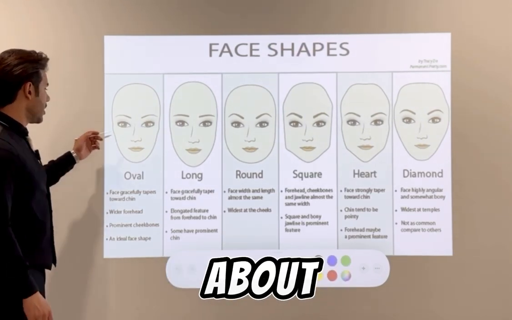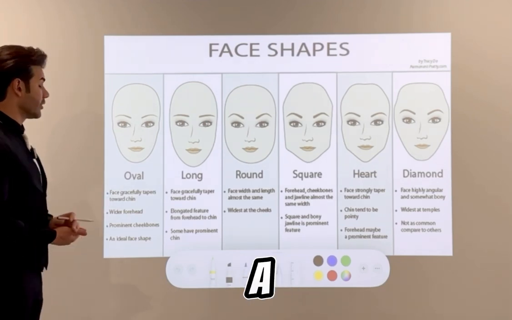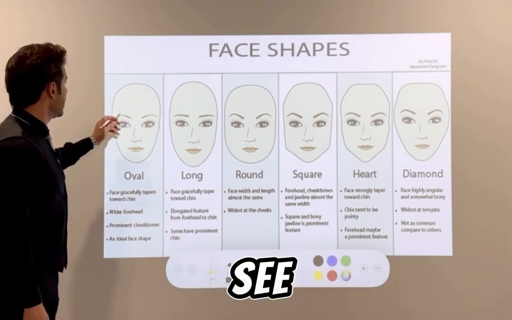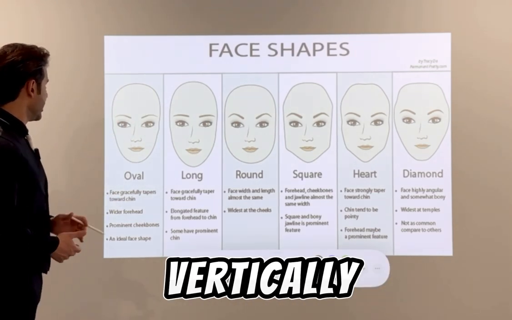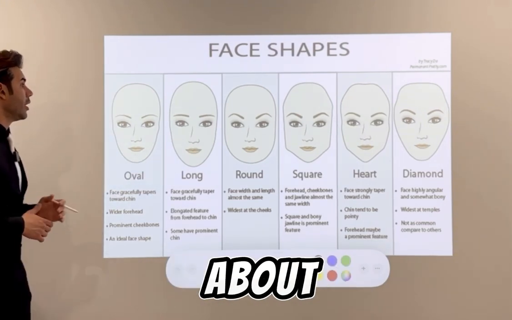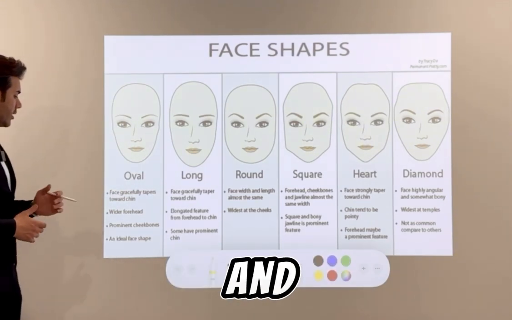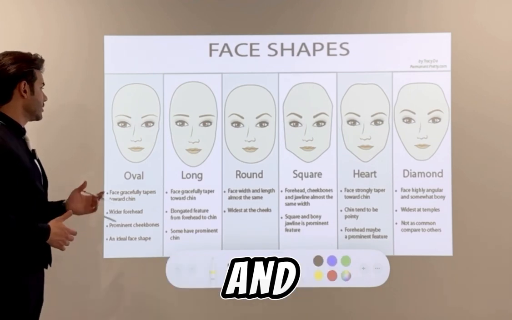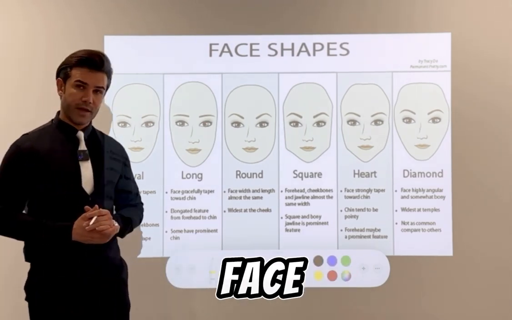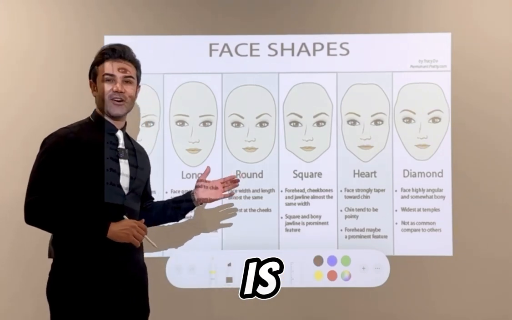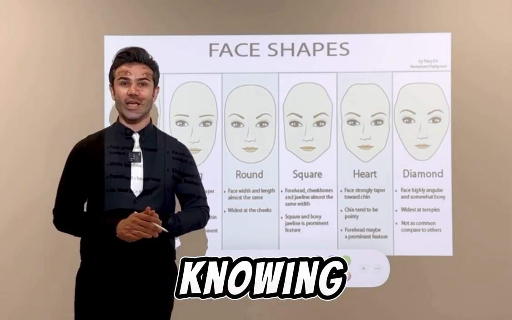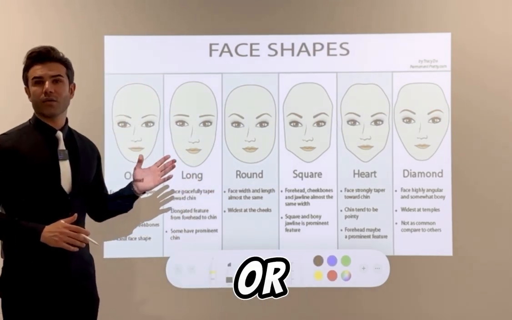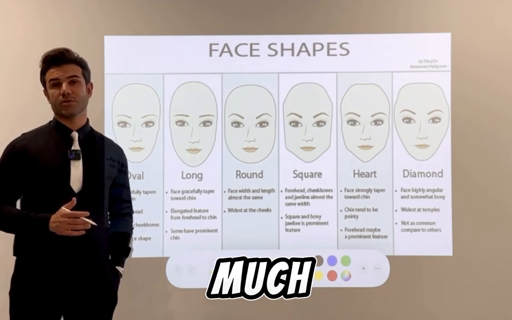The important thing about the oval is that the face is gracefully tapered towards the chin, and the forehead, as you can see, horizontally and vertically is a little bit wider. The cheekbones are a little bit prominent, and it's called the ideal face. I don't want to say the other faces are ugly or bad, we are just learning about the different types of faces. So the first one is called ideal, or I call it the main. The main, I think, is much better.